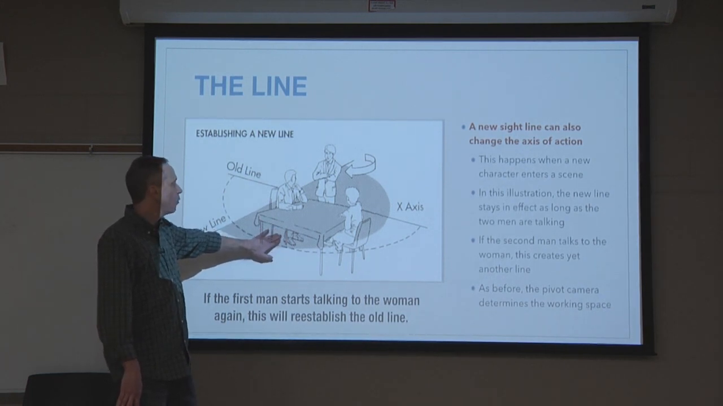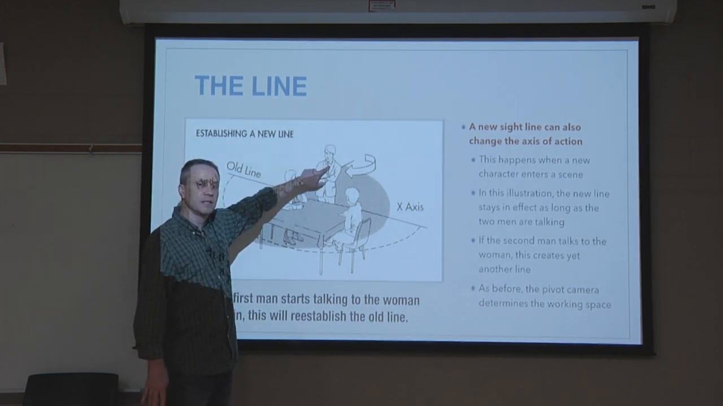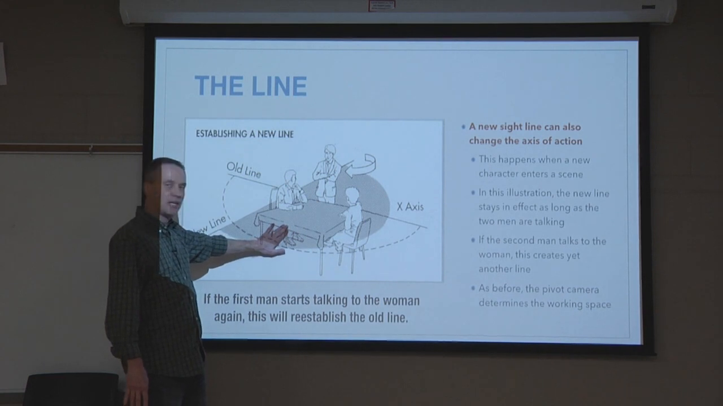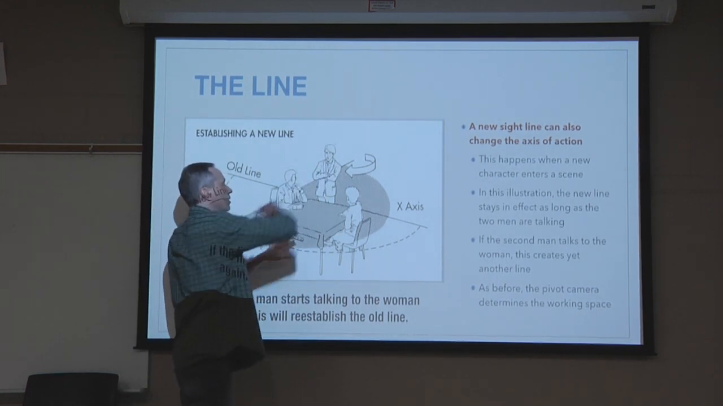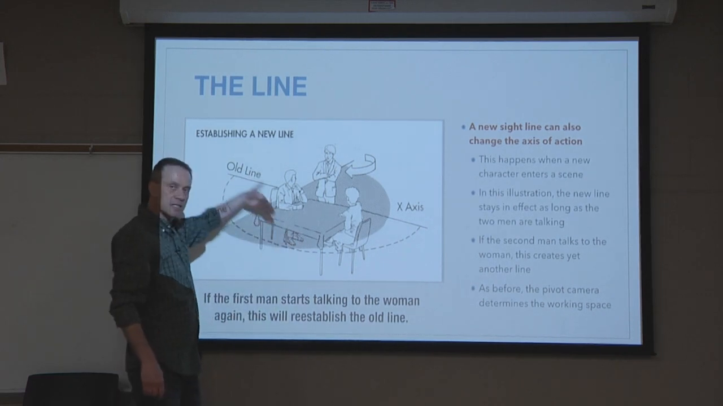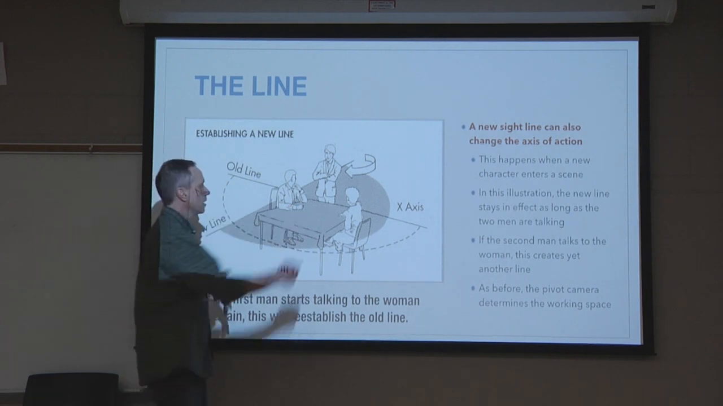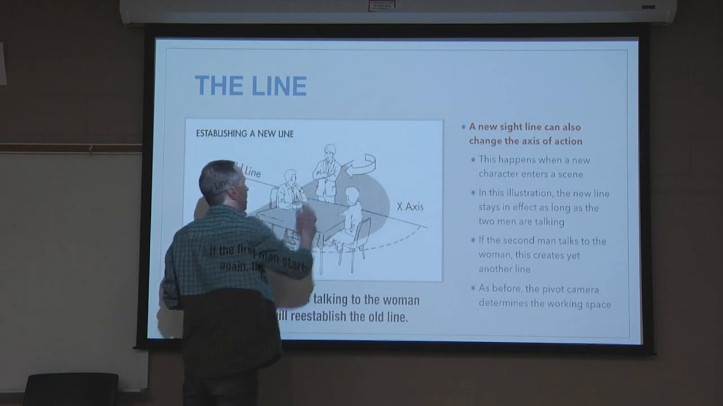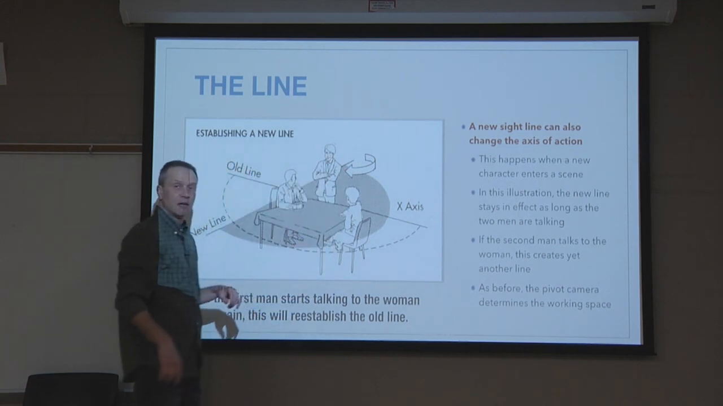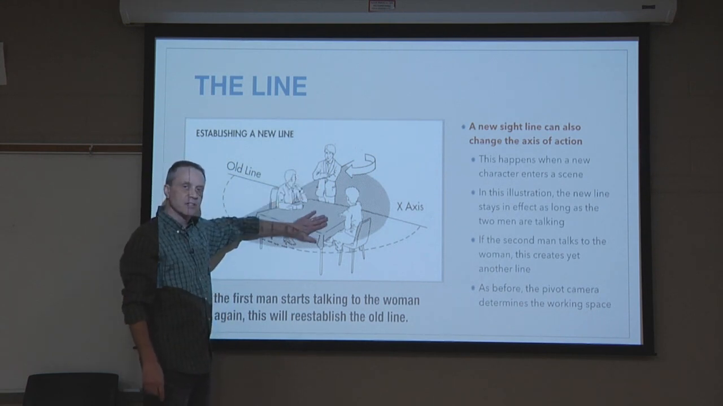So let's say I now want to go into a close-up of this man talking to this man. Because that pivot camera was right here, because we're connecting those two men with the line, we need to stay on this side of the line. That's our working area. So the camera would be somewhere in here for that over-the-shoulder shot. If I wanted to do an over-the-shoulder shot of this man, it would be somewhere in here because that's our new line. That's our new workspace.